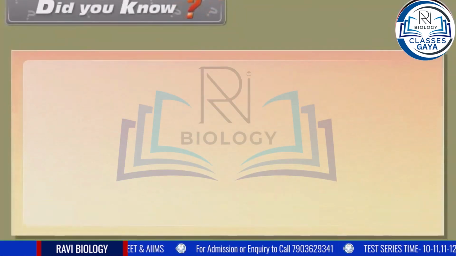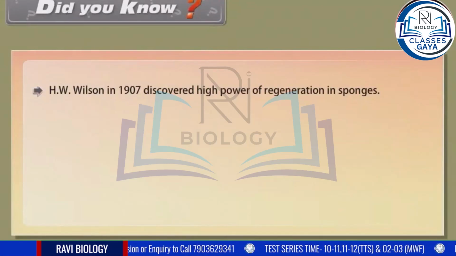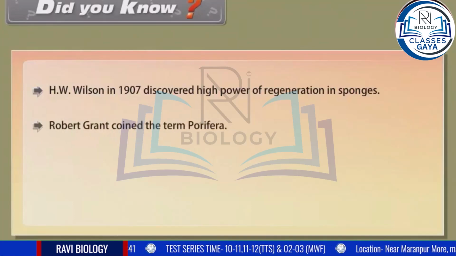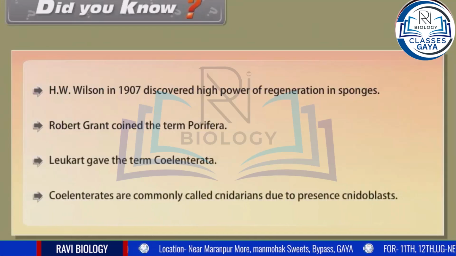Did you know? H. W. Wilson in 1907 discovered high power of regeneration in sponges. Robert Grant coined the term Porifera. Leuckart gave the term Coelenterata. Coelenterates are commonly called cnidarians due to presence of cnidoblasts.